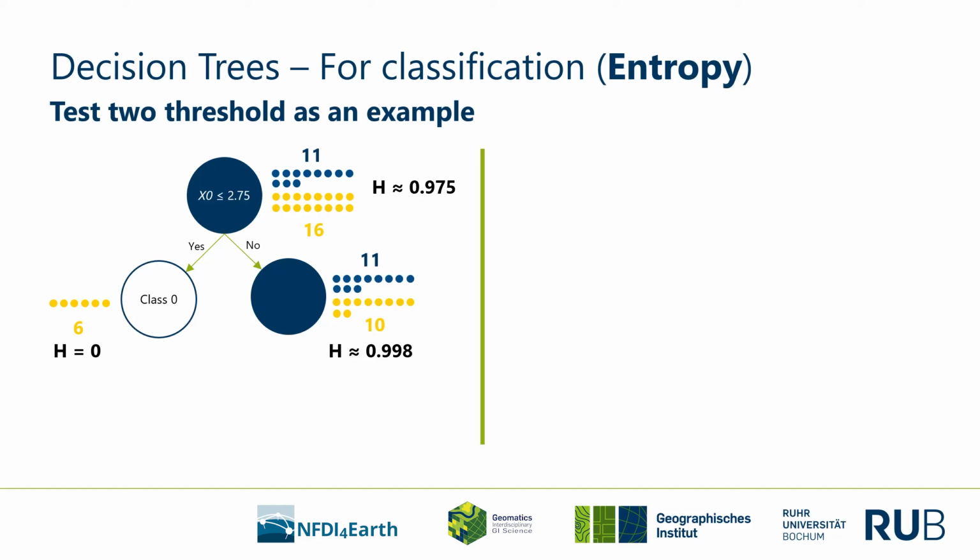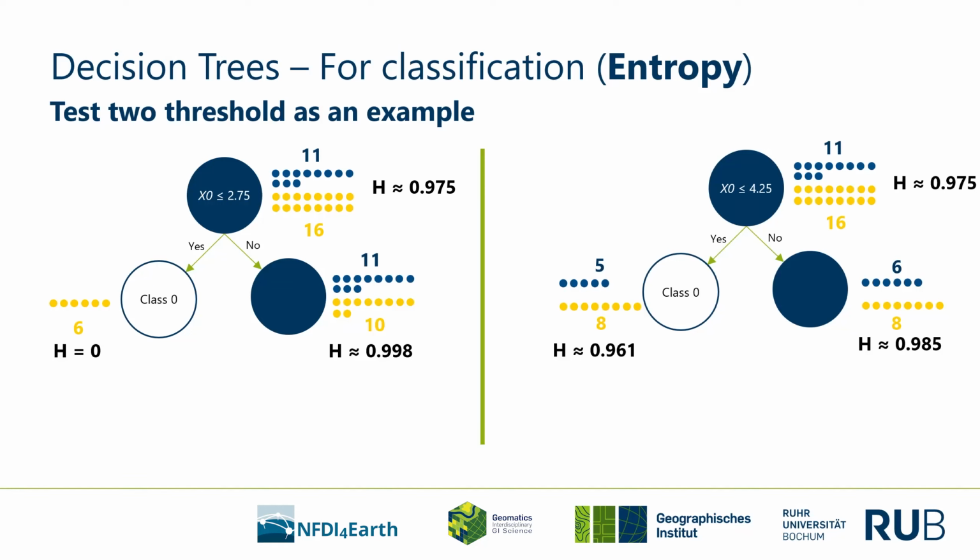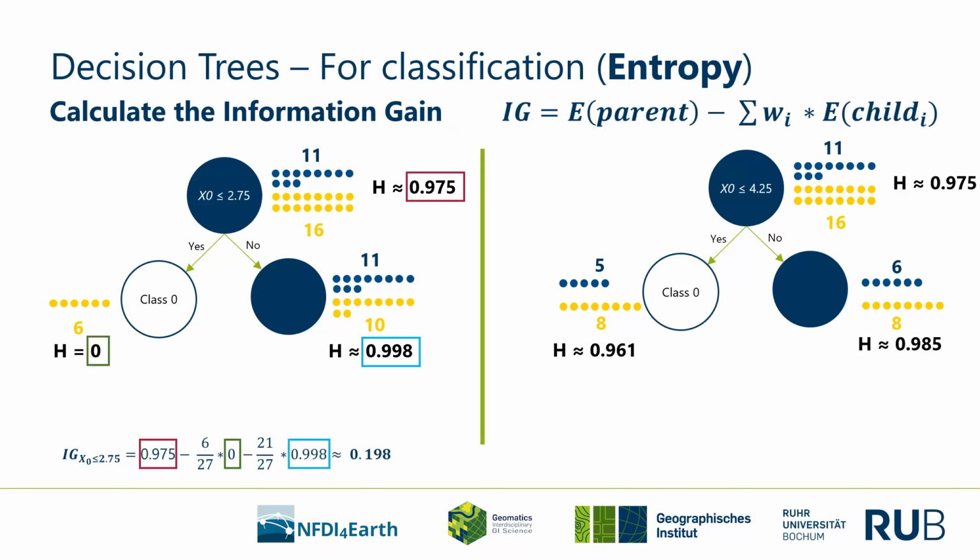This calculation is, of course, not performed for just one threshold, but for all possible thresholds. So let us add one more threshold to illustrate the different entropies under a threshold of 4.25. However, entropy alone does not tell us whether the threshold of 2.75 or 4.25 is better. For this, we use the concept of information gain, which combines the entropy of the parent node with the resulting entropies from the split. The entropies of the individual leaves serve as weights.